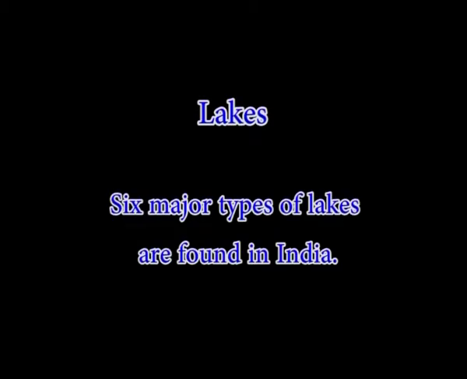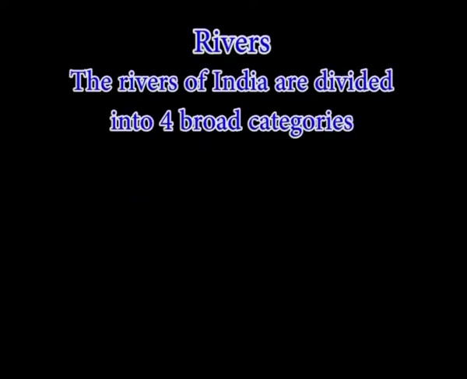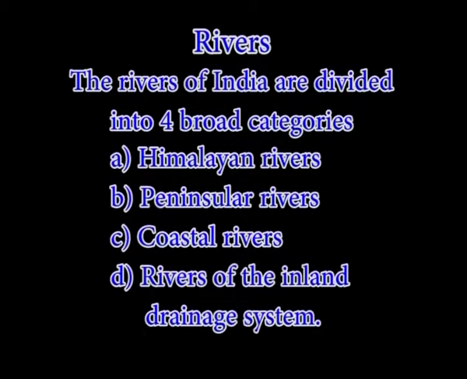Water bodies. Lakes. 6 major types of lakes are found in India. Wetlands. 16 wetlands have been identified in India. Waterfalls. 18 waterfalls are found in India. Rivers. The rivers of India are divided into 4 broad categories: Himalayan rivers, peninsular rivers, coastal rivers, and rivers of the inland drainage system.